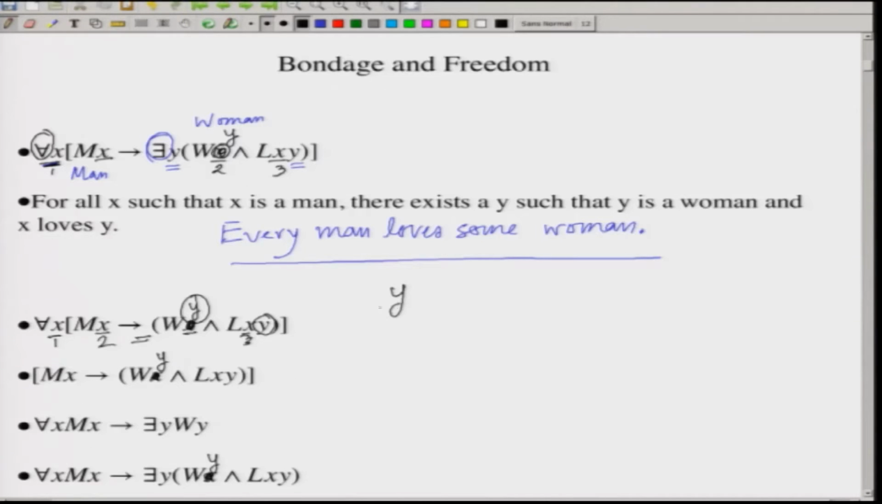So, y is free. Now, if just y happens in a structure, in a formula, or if just x happens in a structure, it is neither bound nor free. For example, look at the difference between 'some x, M x' and just 'M x'. M x just says that x is a man. What does it mean?